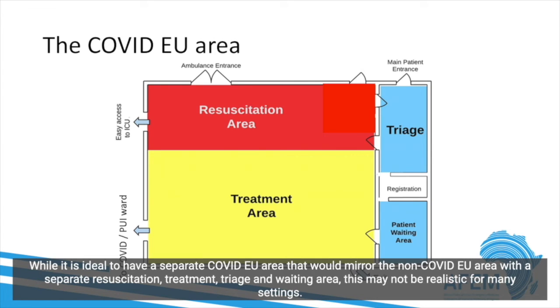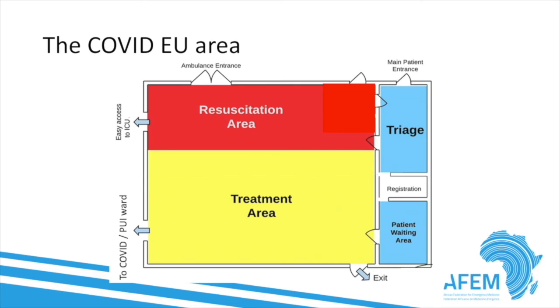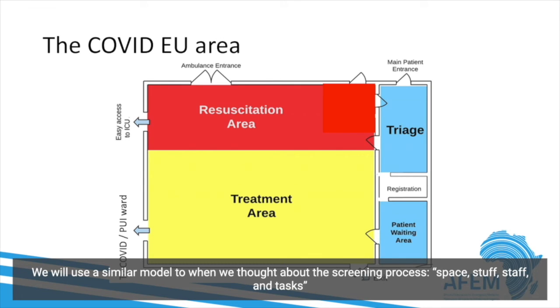While it is ideal to have a separate COVID EU area that would mirror the non-COVID EU area with a separate resuscitation, treatment, triage, and waiting area, this may not be realistic for many settings. While it is out of the scope of this tutorial to go through the finer details of setting up a COVID EU area to maintain patient separation and cohorting, we will briefly touch on a few points regarding the COVID EU setup. We will use a similar model to when we thought about the screening process of space, stuff, staff, and tasks.